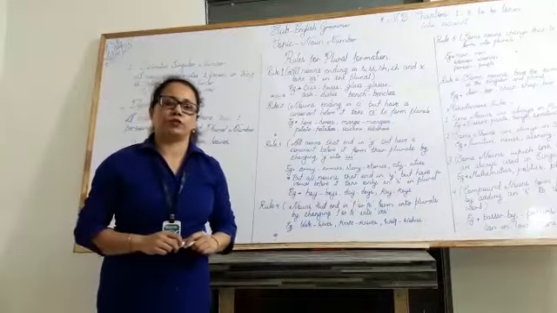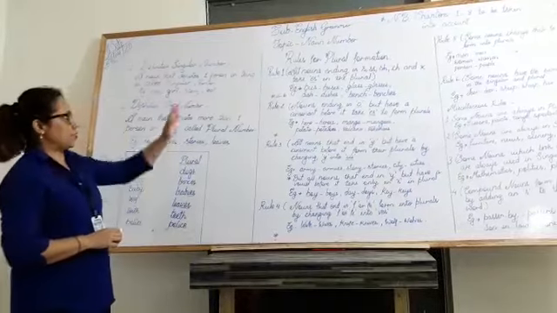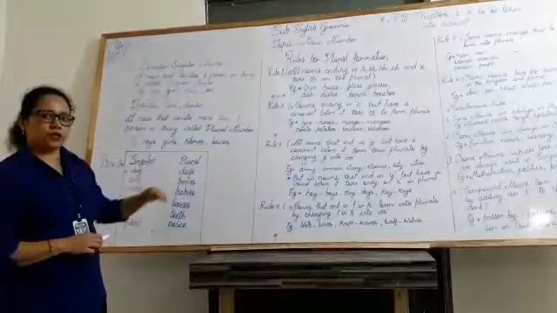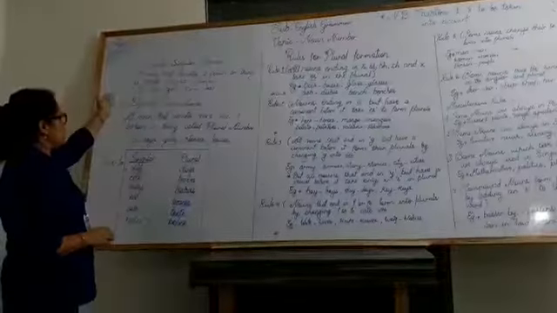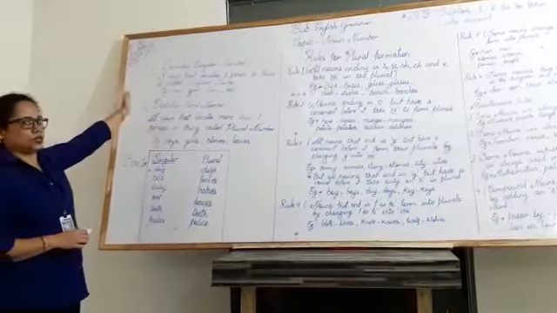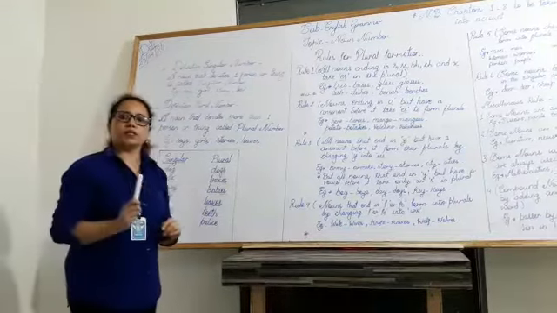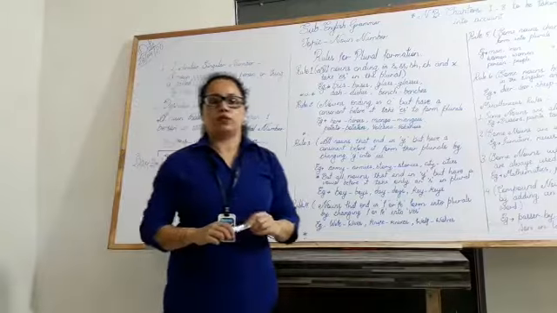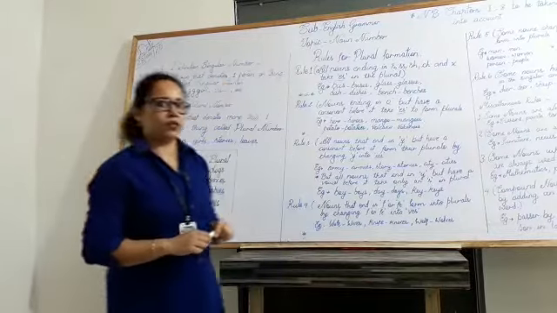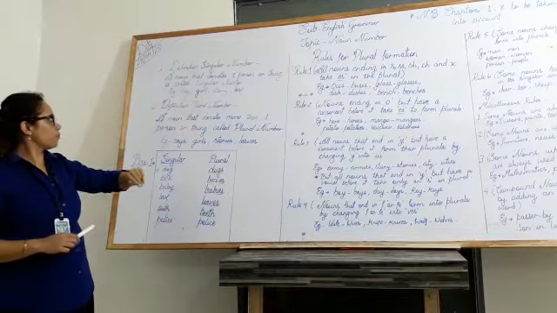Today I've come up with one more interesting topic from the grammar text, and that's noun number. Before we dive deeper into the concept, let us understand the definitions of singular and plural number. Definition of singular number: a noun that denotes only one person or thing is called the singular number. Example: boy, girl, story, life, etc.